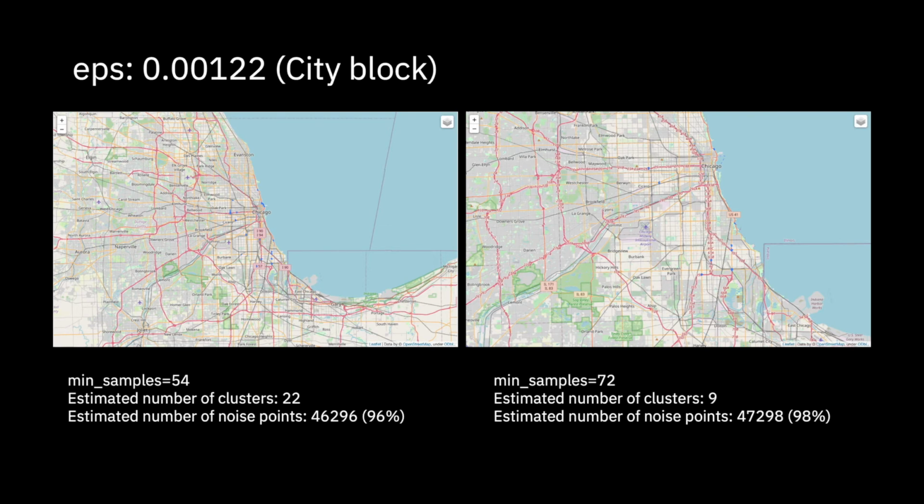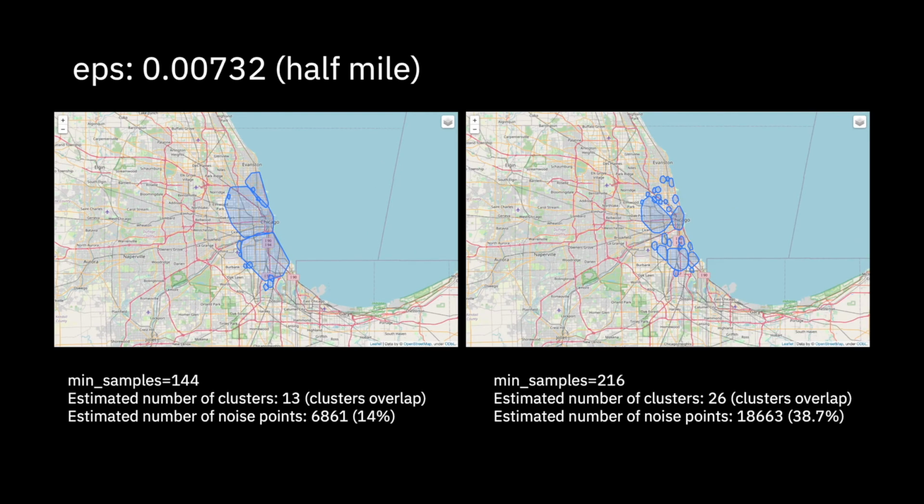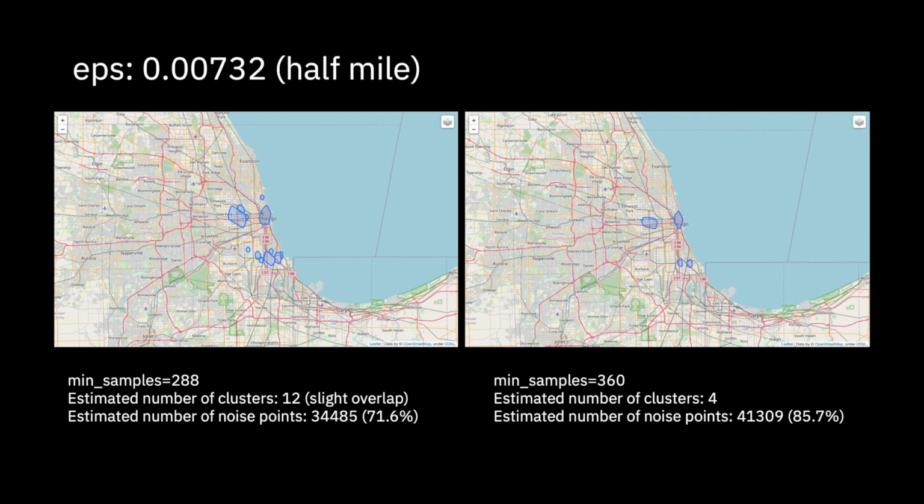It is quite different when we go to half a mile. At min samples 144, we see some major overlap and only 40% of noise points. When we increase to 216, we still have overlaps and the noise increased to 38.7%. Even at 288, we appear to have a little bit of overlap, even with an increase of noise points to 71.6%. With min samples at 360, we have 4 clusters and 85.7% noise.